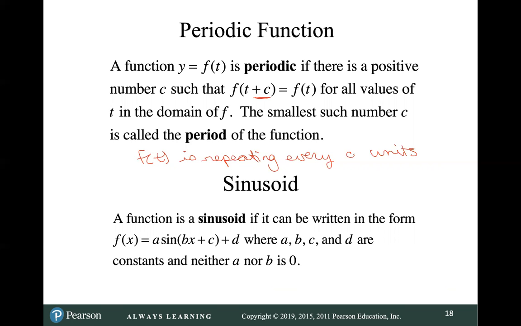Okay, a sinusoid is any graph that can be written in terms of sine, and we just saw on the last slide that sine and cosine can be written in terms of each other. So cosine is also a sinusoid because it can be written in terms of sine. So essentially, a sinusoid means the parent function can be sine.